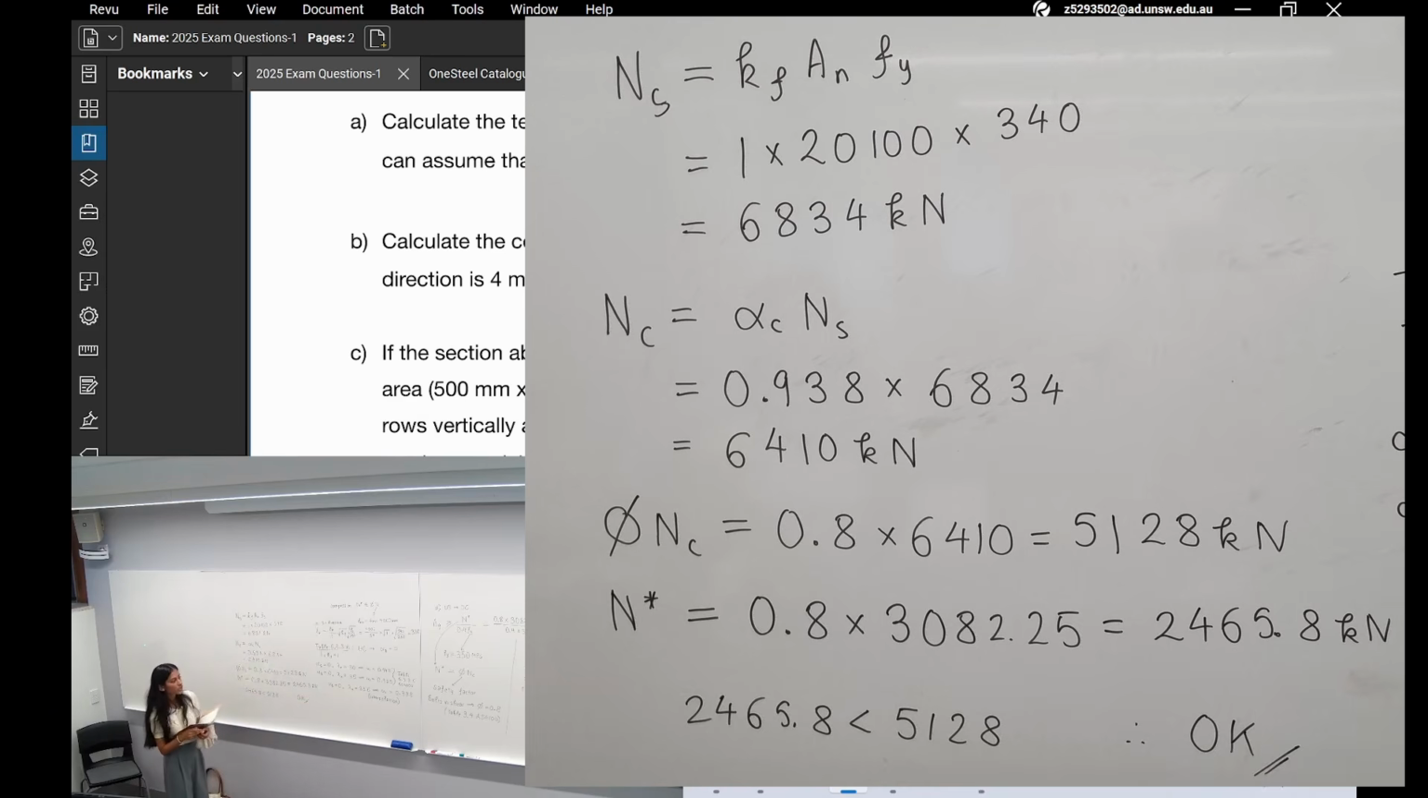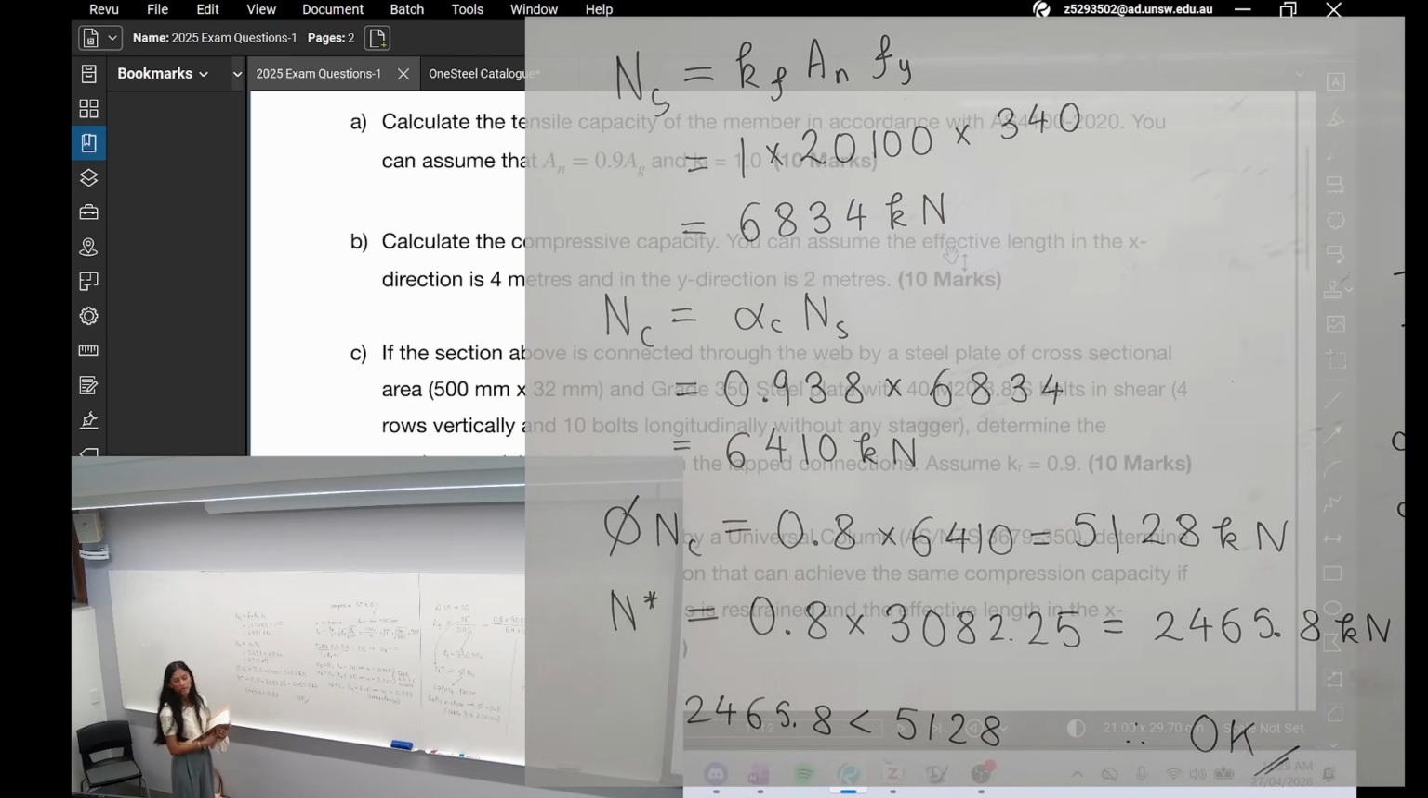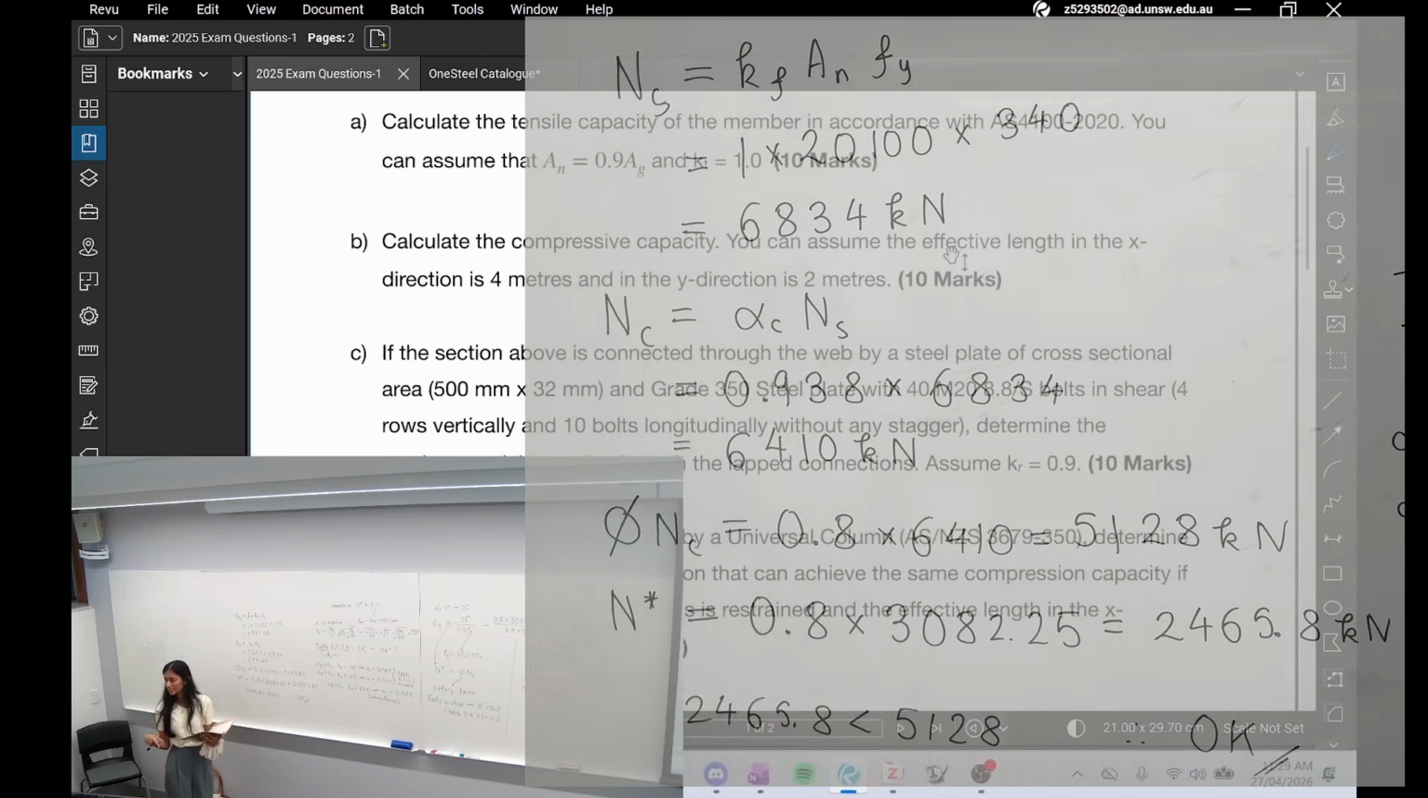So you can stop here, but if you want, see how 5,000 is a lot bigger than 2,000? If you want, you can go back, choose a new section, and retest it all again. You can keep doing this as many times as you want, as long as the section that you choose in the end satisfies this criteria. So it's up to you whether you want to stop here or keep going and find a new one. Do you want me to stop here so you have time?